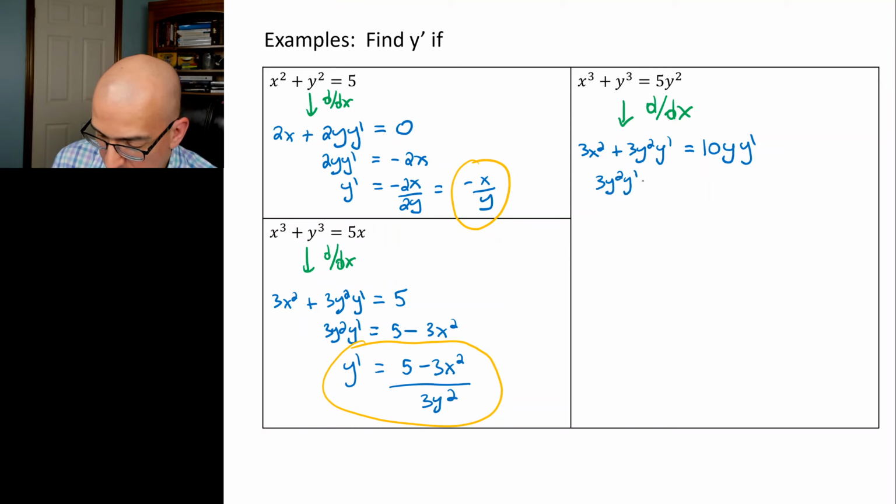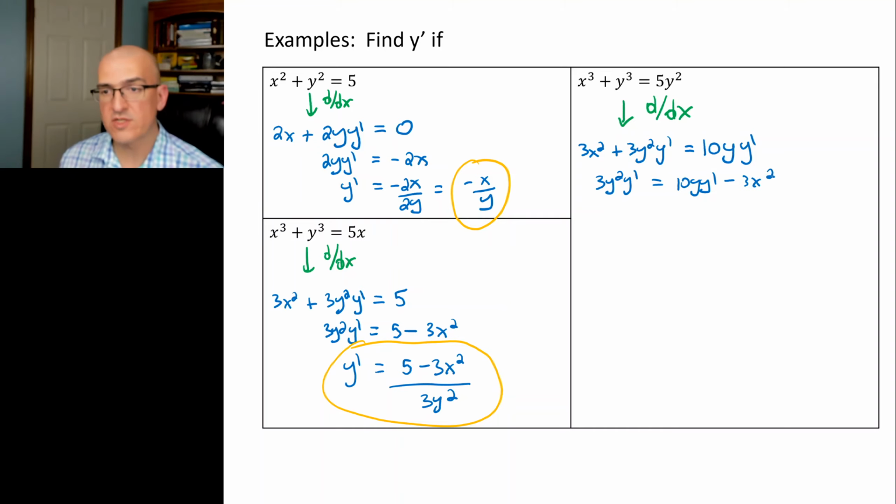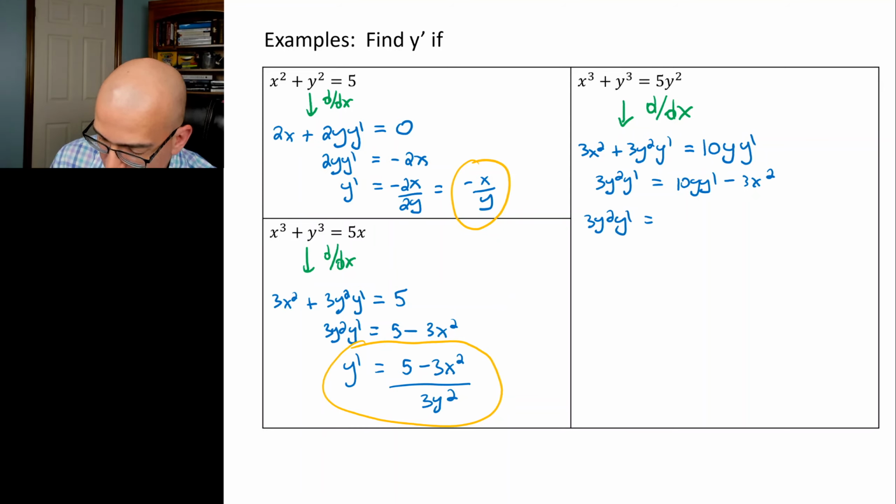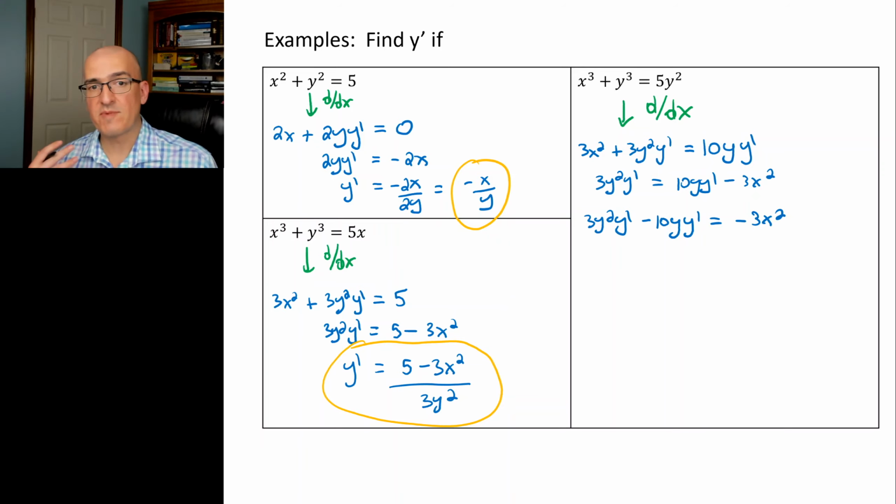3y squared y prime is equal to 10y y prime minus 3x squared. And then I'm going to subtract 10y y prime from both sides. So 3y squared y prime minus 10y y prime is equal to negative 3x squared. I'm just trying to be very consistent, always bringing the y prime stuff to one side, always to the left side.